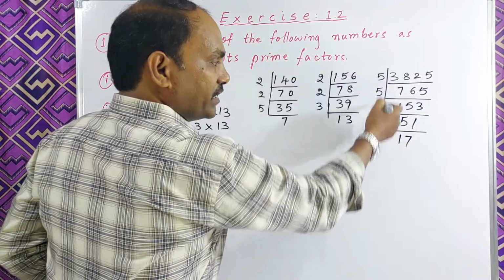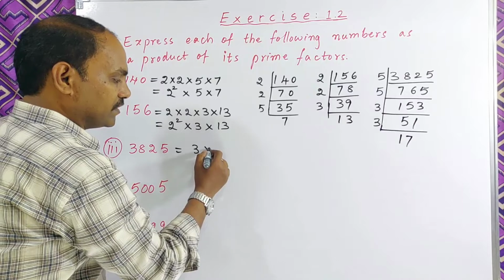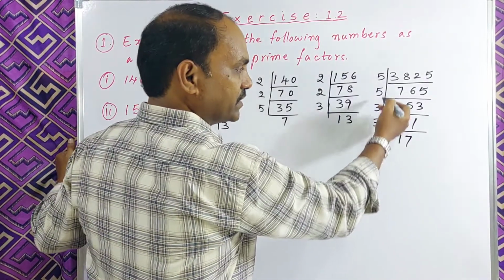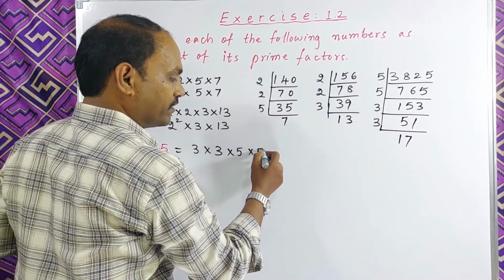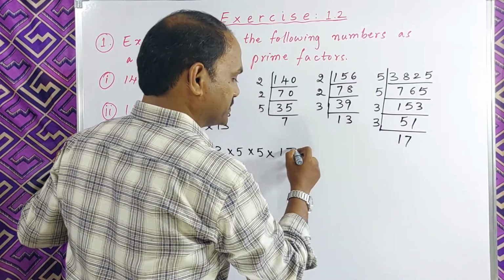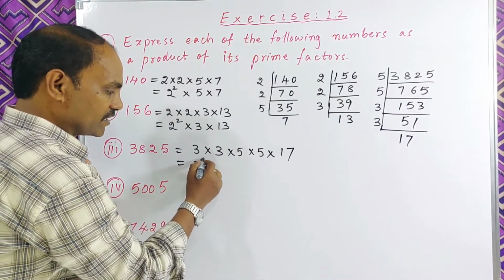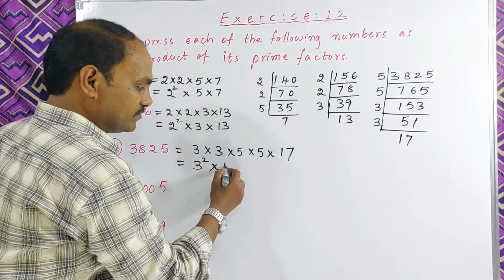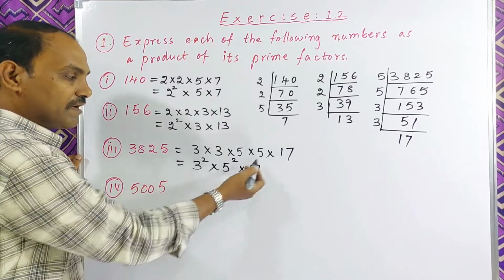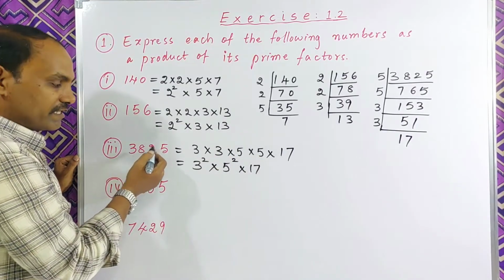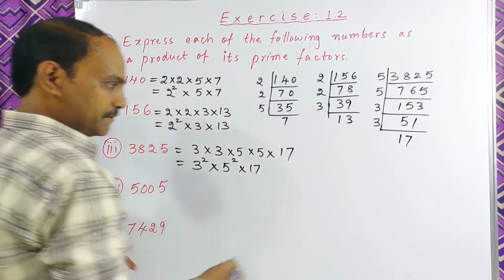So write in ascending order, the smallest factor first. So 3 into 3, this one smallest first, into 5 into 5, and the last factor is 17. How can we write this one? 3 comes 2 times, so 3 square, 5 also 2 times, so 5 square into 17. This one is the prime factorization of 3825.